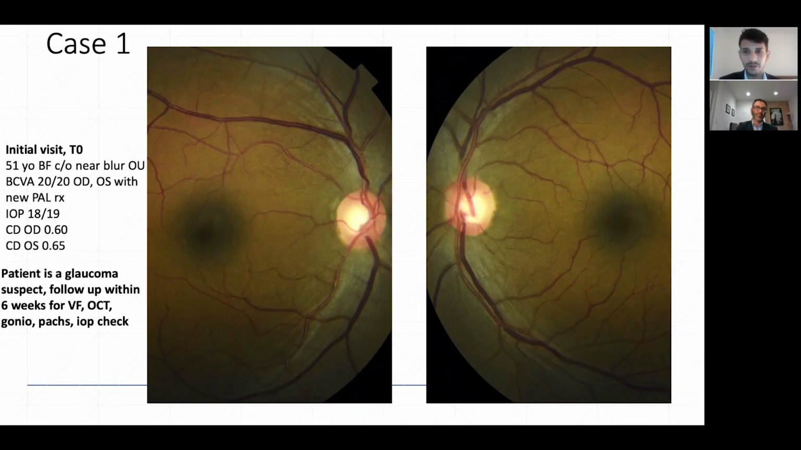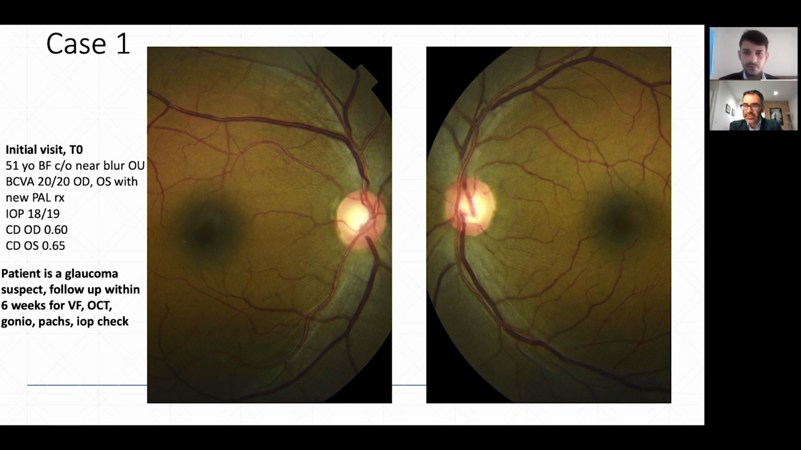Yeah. So I think let's go through a few cases and we'll sort of talk back and forth, see what we do. So this is a 51-year-old Black female. She comes in complaining of near blur. After my refraction, she's 20/20 in both eyes, IOPs in the high teens. I dilate her, and I see she has some moderate cupping, maybe about 0.6. And as I do with all my glaucoma suspects, I take a fundus photo.